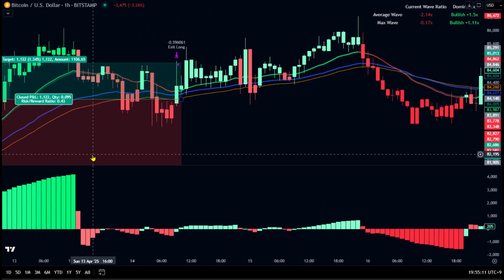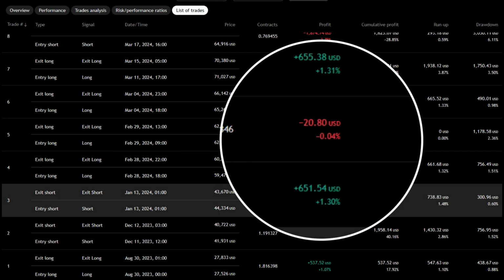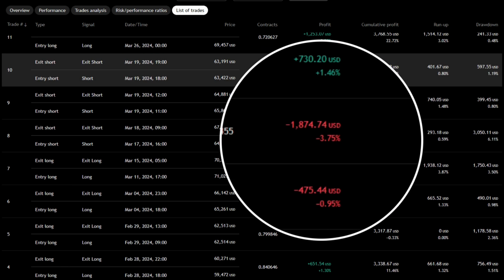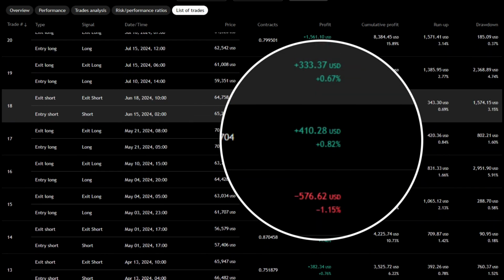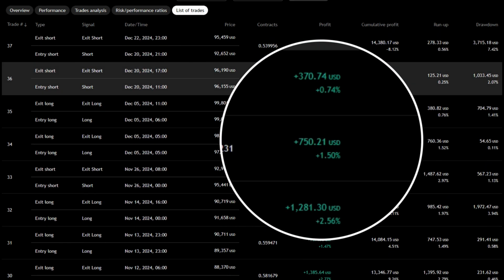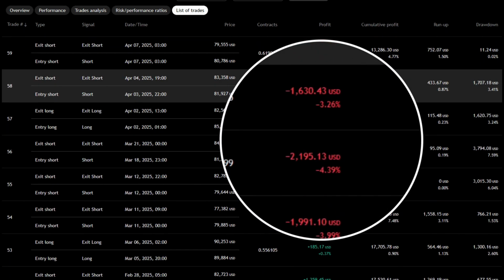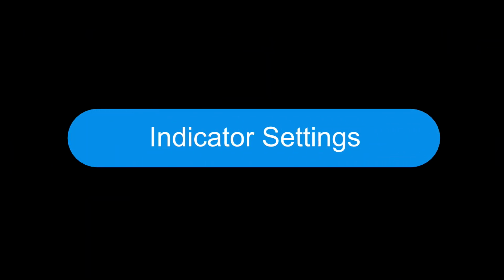This time, we'll be testing an indicator called Trend Speed Analyzer. It was developed by a foreign trader named Zireman, and it takes a completely new approach by focusing on the speed of price movement. It's too late if the signal comes after the fact. To address this frustration, we decided to put it to the test. Is adjusting settings the key?